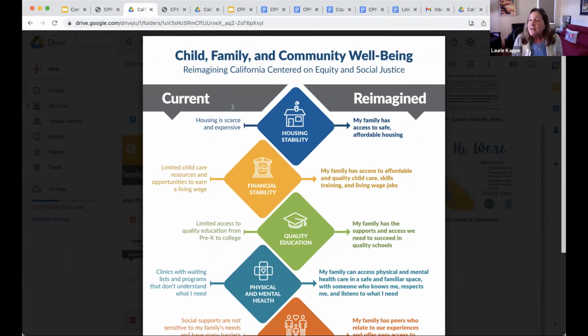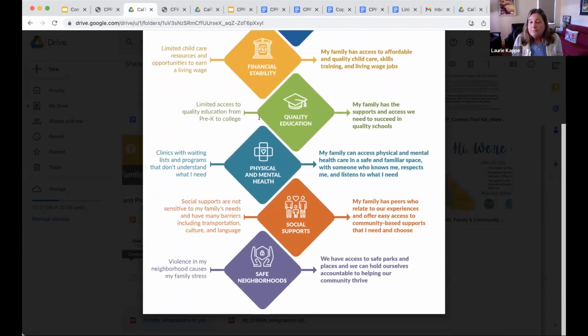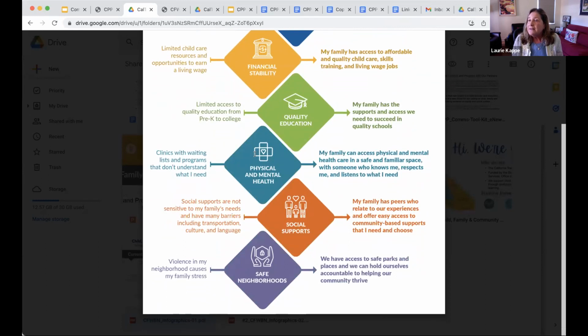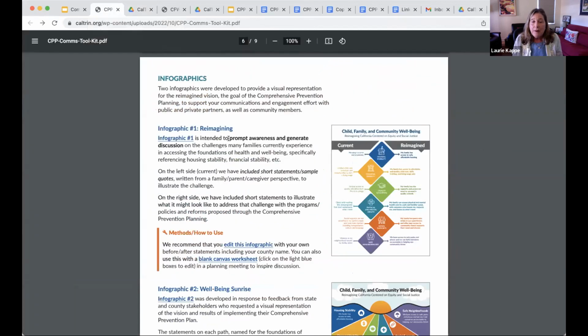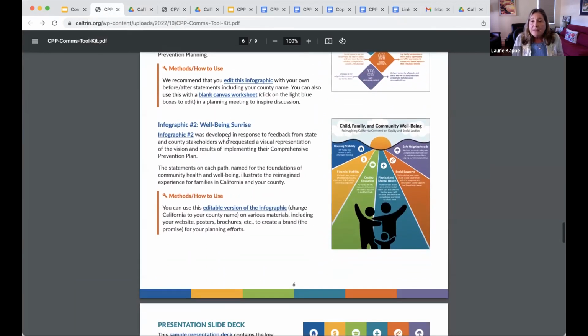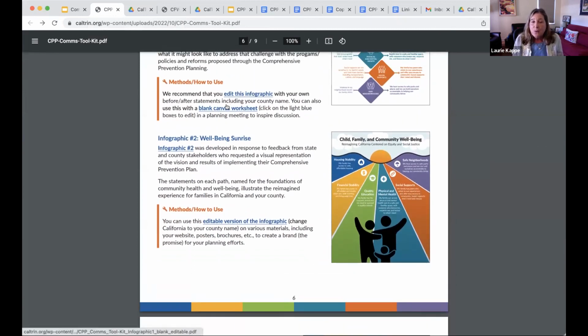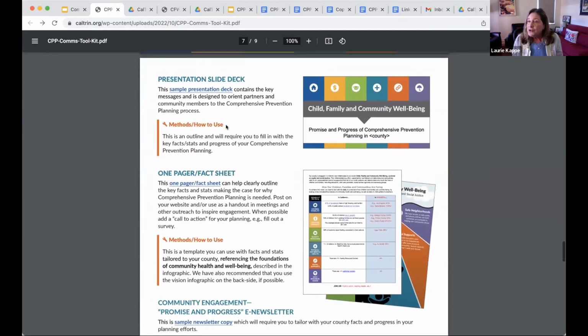And what's your experience with financial stability? What's your experience with quality education? We tried to phrase these in a first person quote. And then what would you like it to be? This will get people to think through the vision that we talked about, the vision of well-being. Okay, you can pop out of this now, Beth. Thank you. So that's what I wanted to show you, that you can edit that infographic and use that blank canvas worksheet. I'm not going to show you the well-being sunrise again because we started with that. And then showing you that we've given you that editable version.